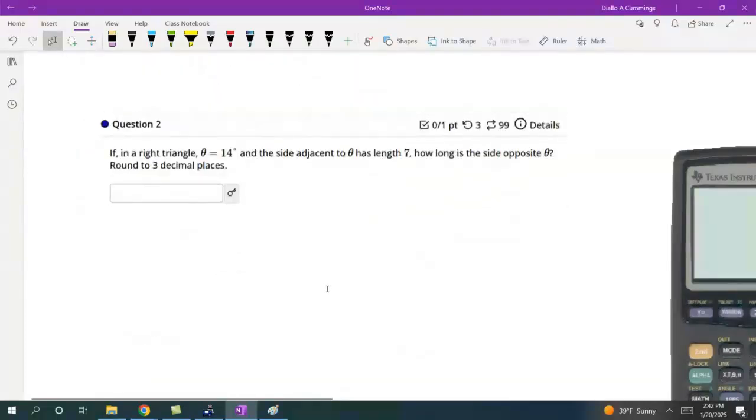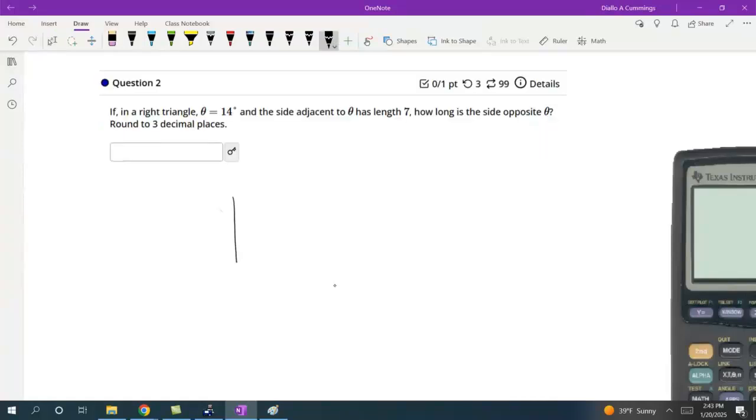So let's take a look at this first example. It says in a right triangle, theta is equal to 14 degrees, and the side adjacent to theta has a length of 7. How long is the side opposite of theta? So notice here's a right triangle, and it can basically be drawn in any orientation. I'm simply choosing to orient my right triangle as such. So I'm always going to designate the right angle with the box.